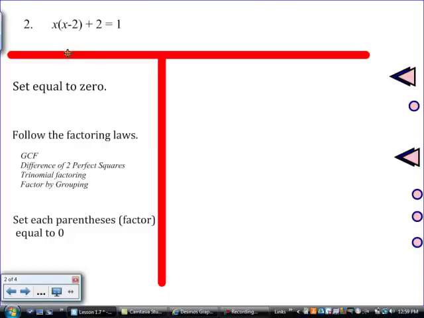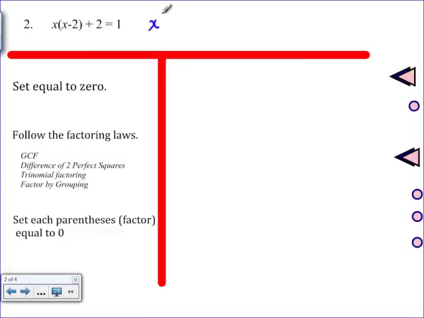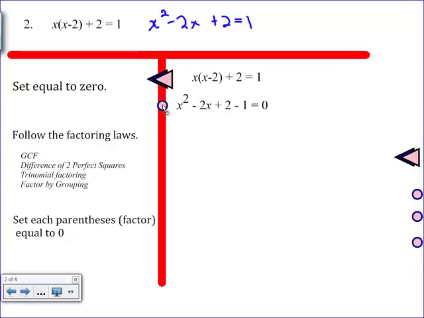It doesn't quite look like a quadratic, but if I did a little math, I can see that I get x squared minus 2x plus 2 equals 1. So indeed it is a quadratic. I'm going to clean that up a little bit. It's going to be x squared minus 2x plus 1 equals 0, because I could combine these like terms.